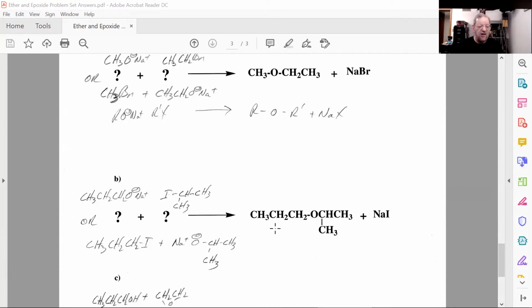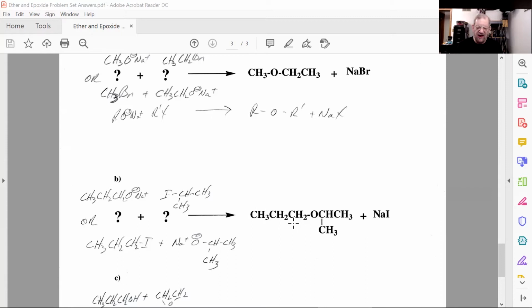All right, let's look at this one. Again, you have two starting materials or reactants. And what do we have here? Ooh, 3 carbons, oxygen, another 3 carbons. This is an ether. Ooh, sodium iodide is salt. How do you make an ether? Williamson ether synthesis. I can call this side R and this side R prime.